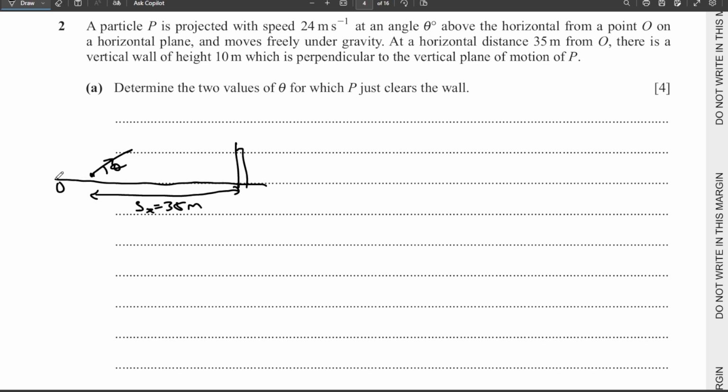Let's say this is the ground. There's a wall of 10 meters, so Sy is 10 meters. And we want to determine the value of theta for which this projectile just clears it. So we want to find what value of theta the particle will meet at this point. Label our axes: this is y and x. And okay, we have these two pieces of information to work with.